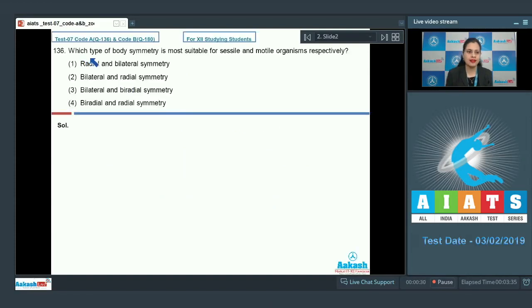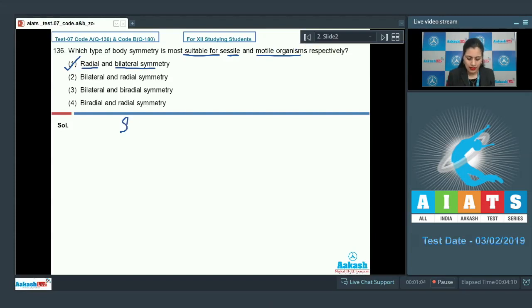Question number 136. Which type of body symmetry is more suitable for sessile and motile organisms respectively? And options are radial and bilateral symmetry, bilateral and radial symmetry, bilateral and biradial symmetry, biradial and radial symmetry. And we know that the correct answer to this question is option number 1, that is radial and bilateral symmetry is more suitable for sessile and motile organisms respectively.